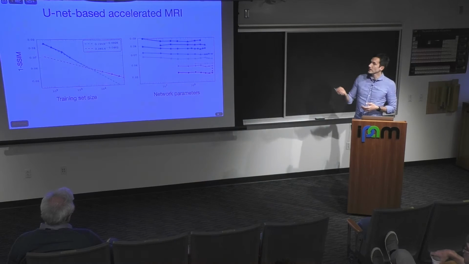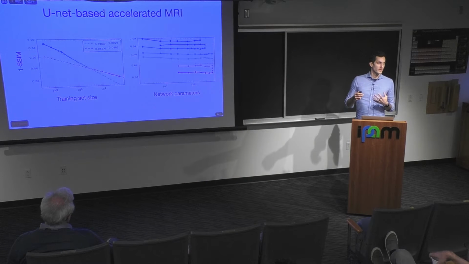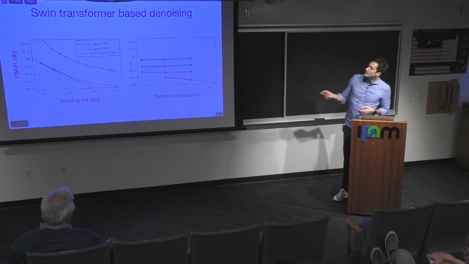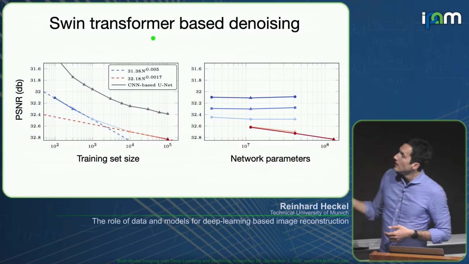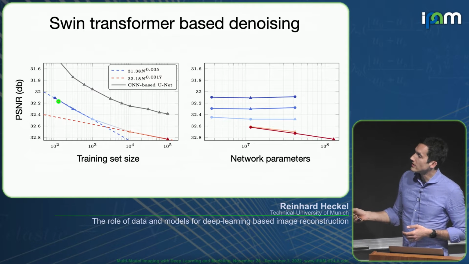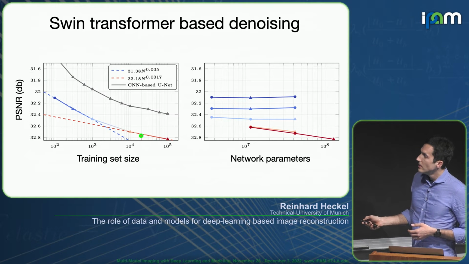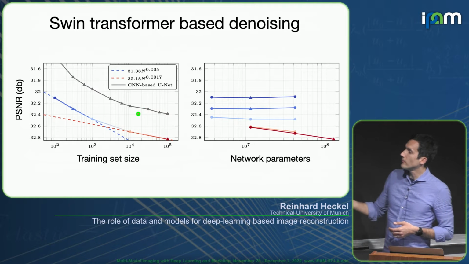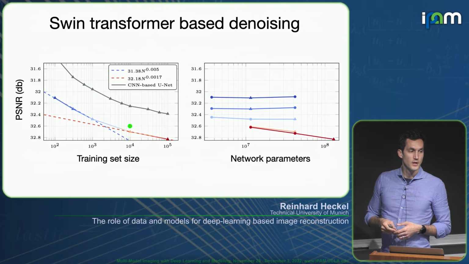So the question is, how does it look for transformer-based architectures? It looks very similar. This is the Swin transformer, and here, again, the denoising experiment. What you see here is that the curve looks very similar to the CNN-based denoiser. It just performs overall a little bit better, right? On each scale, it just performs better.